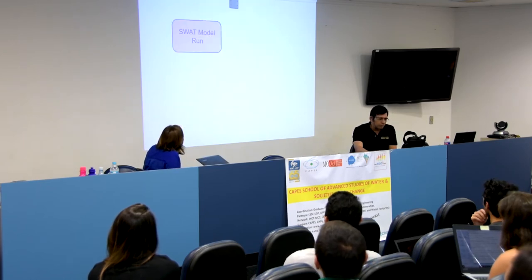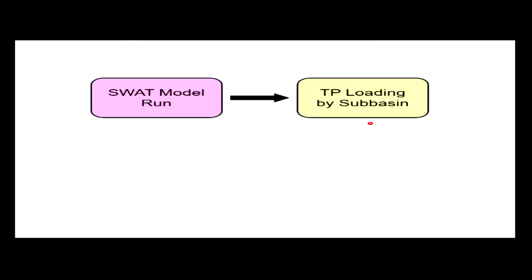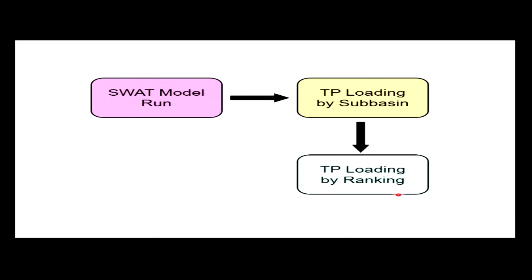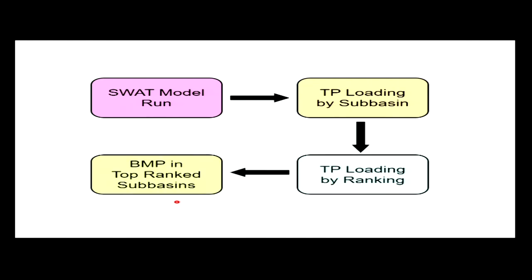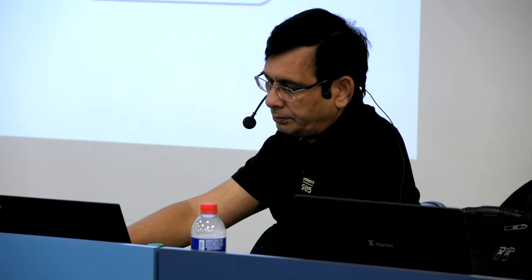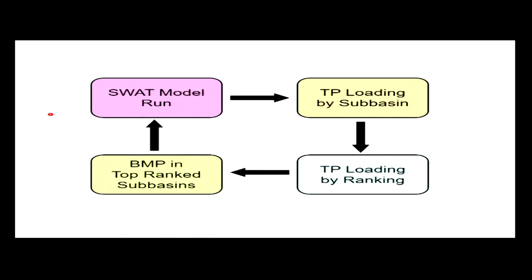Where the phosphorus is coming from. So what we do, we run the SWAT model for the baseline. Then we estimate the total phosphorus coming from each subbasin. Then we rank which subbasin gets the most, then apply the BMP based on the recommended level, like 50% filter strips. Then we come back and rerun the model again and repeat this over and over until we achieve the 35% reduction. So it is an iterative process. This is just to show you how we did it.